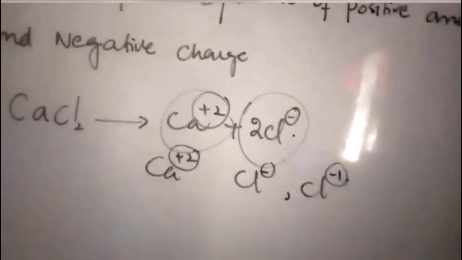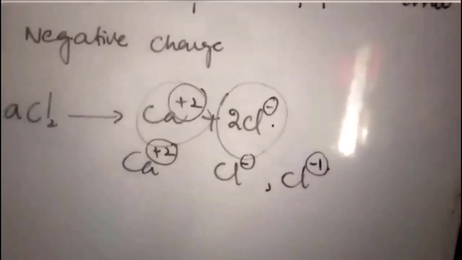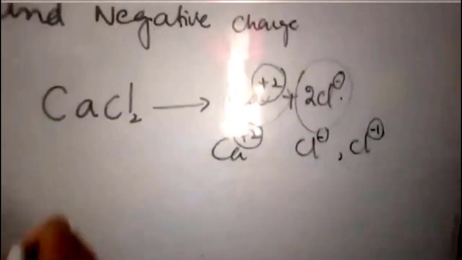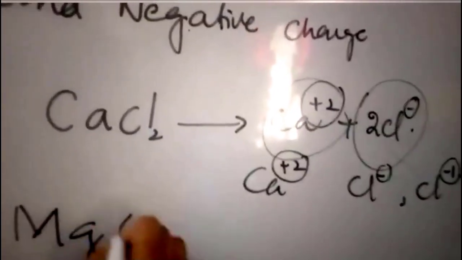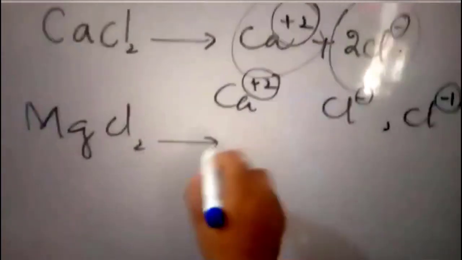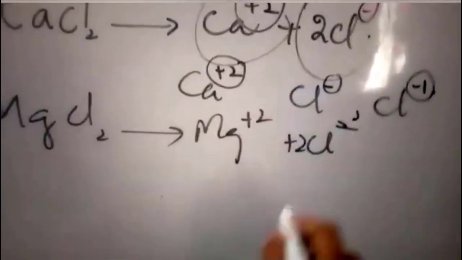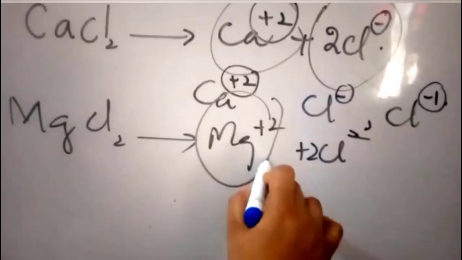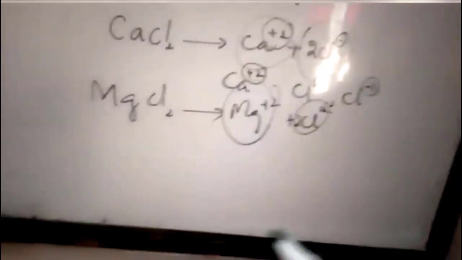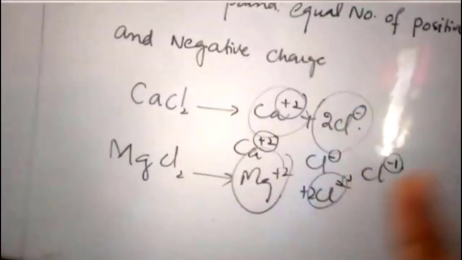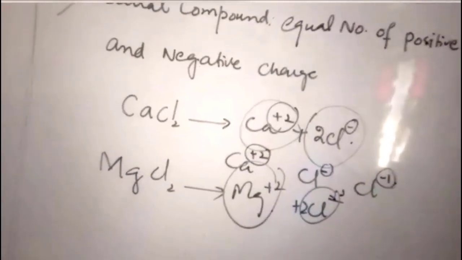So you can take any example of salt, like MgCl2. I can take MgCl2. Okay? Mg plus 2, Cl negative, 2 Cl, 1 Mg, that is 1 positive and 2 negative ions, 1 cation and 2 anions, but their charges are equal. That's why the whole salt is found in the neutral form.